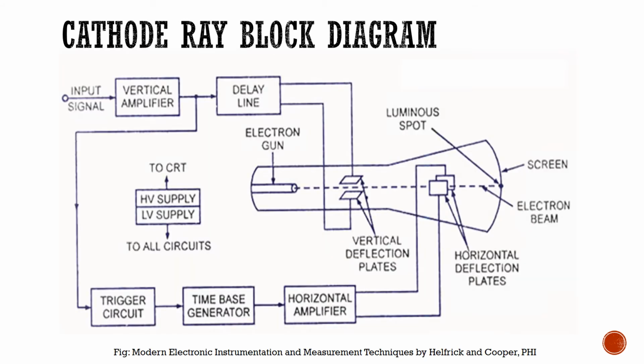As I told you, this chapter basically deals with an in-depth study of all the blocks inside the CRO, starting from the vertical deflection system, which consists of the vertical amplifier, delay line, and the vertical deflection plates. The horizontal deflection system, wherein we have the trigger circuit, the time-base generator, the horizontal amplifier, and the horizontal deflection plates. And we would study the circuits for generation of power supply, giving the time-base generation, all the way till the screen of the oscilloscope.